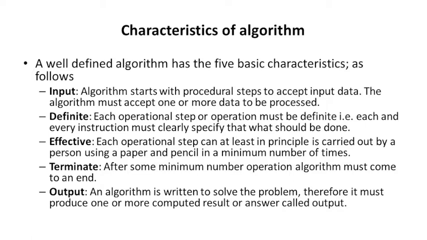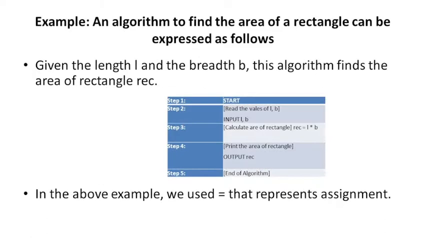The next characteristic is effective. Each operational step can, at least in principle, be carried out by a person using paper and pencil in a minimum number of steps. Terminate. After some minimum number of operations, the algorithm must come to an end. Output. The algorithm is written to solve the problem, therefore it must produce one or more computed results or answers called the output.